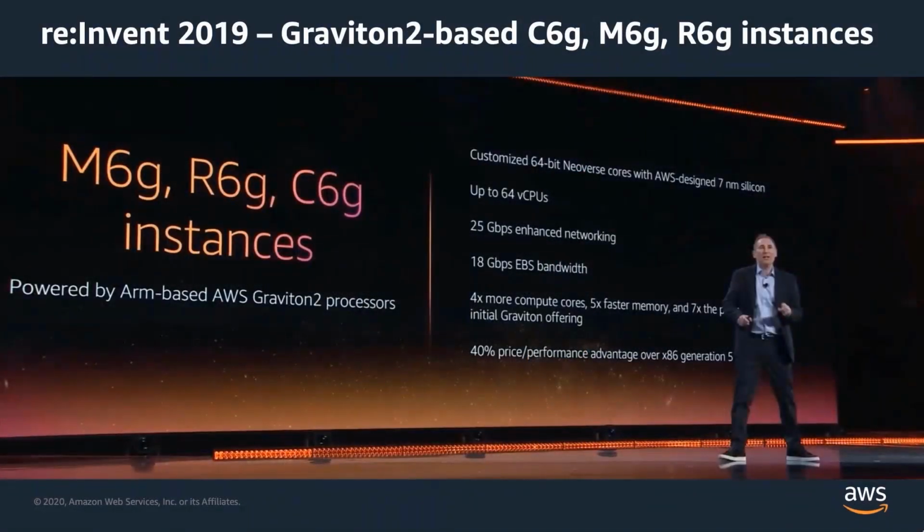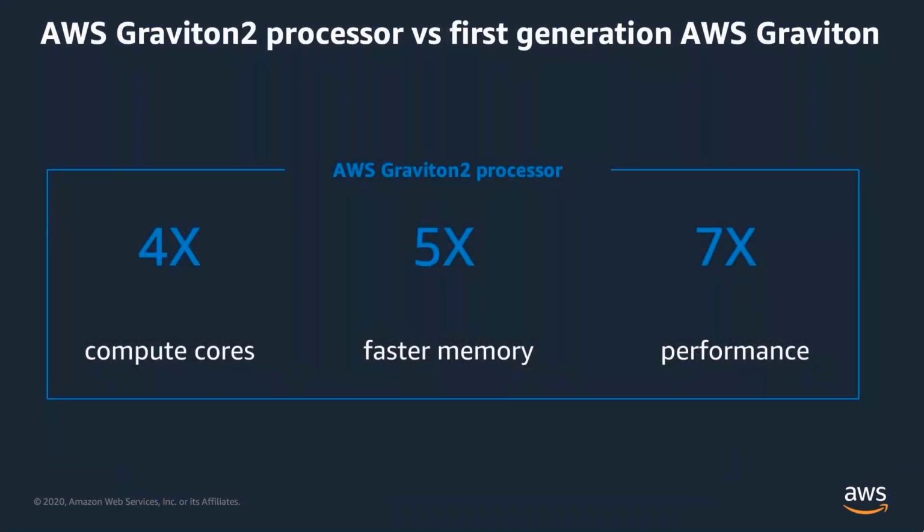So here's Andy again on stage at re:Invent 2019, introducing Graviton2 and the associated EC2 instances, M6G, R6G, and C6G. So comparing Graviton2 to the first generation, we've got 4x the number of compute cores, 5x faster memory for an overall 7x improved performance.